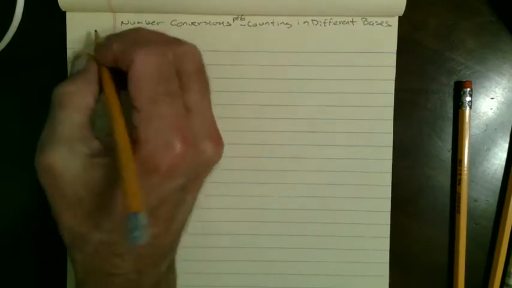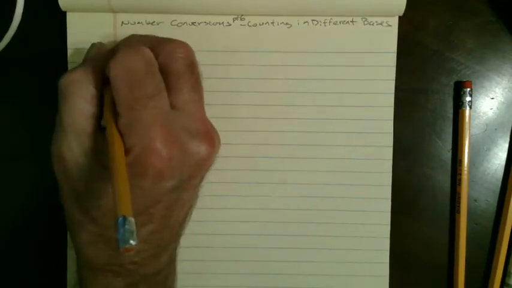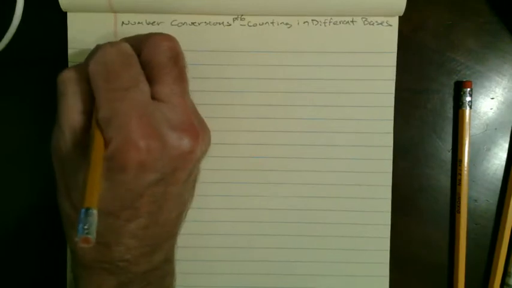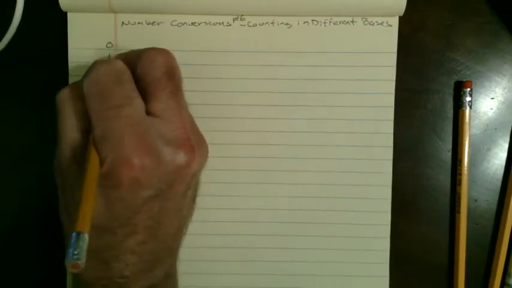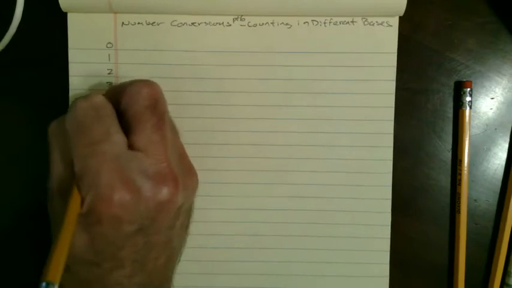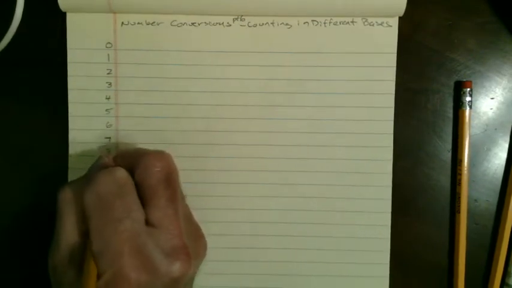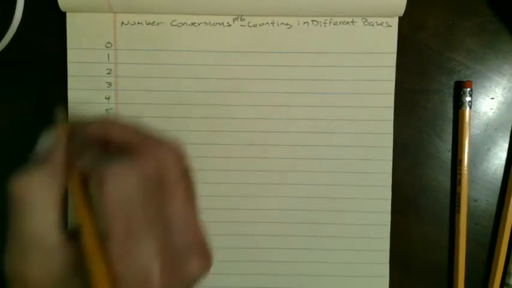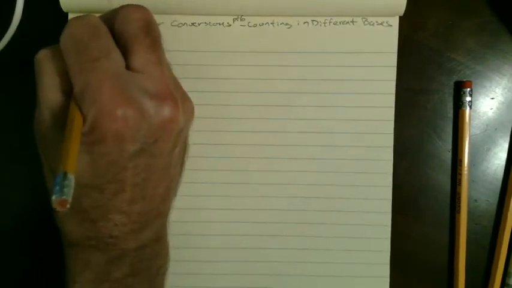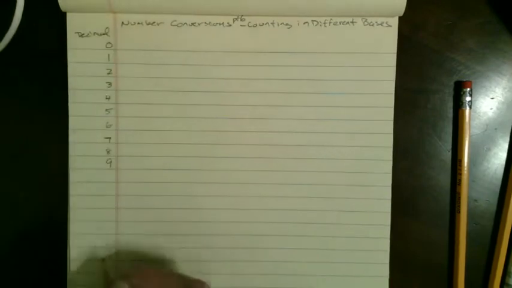So, normally when we count, we think of starting at zero, add one to it, we get one, add one to that, we get two, three, four, five, six, seven, eight, nine. All right, so that's what we would think when we're counting in decimal, or in other words, in base 10.